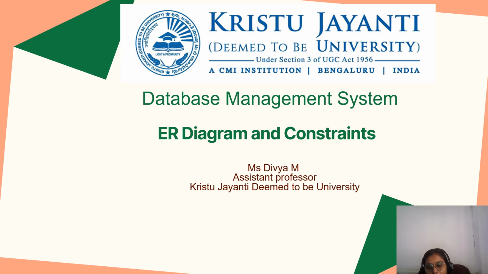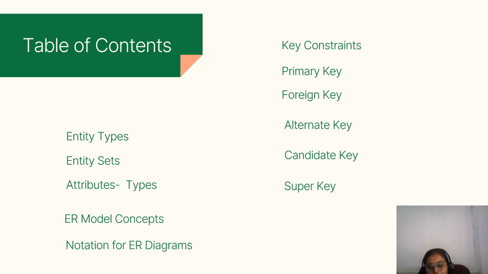So today we are going to discuss ER diagrams and constraints. This is our second unit. The table of contents covers entity types, entity set, attribute type, ER model concepts, notation for ER diagrams, and then key constraints: primary key, foreign key, alternate key, candidate key, and super key.